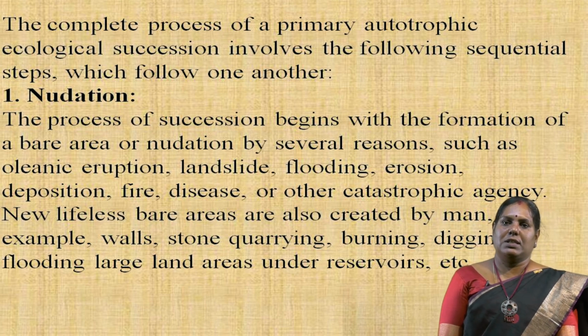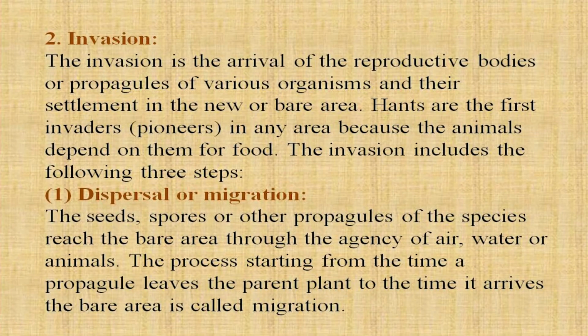The second one is invasion. What is invasion? Invasion is the arrival of the reproductive bodies or propagules of various organisms and their settlement in the new or bare area. Ants are the first invaders, that is the pioneers in any area, because the animals depend on them for their food. So the invasion includes the following three steps.